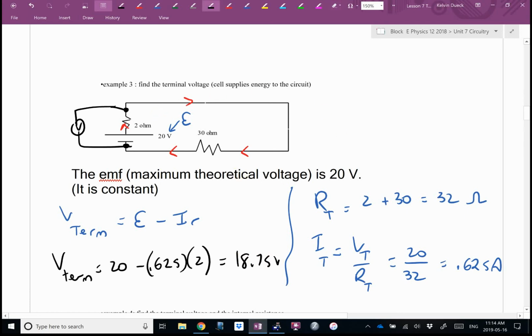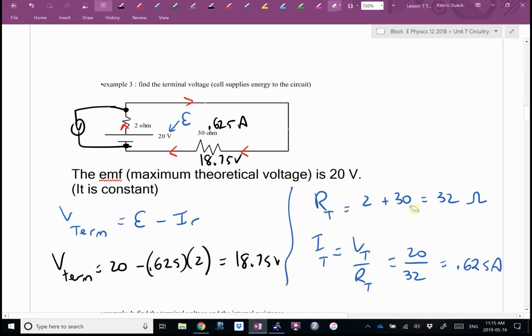In fact, the other way I could have found the terminal voltage is I could have gone 30 ohms times 0.625. On your calculator, can you go I times R? Can you go 0.625 times 30 ohms? You'll also say, oh yeah, of course that has to be 18.75 volts, because I started with 20, I lost a tiny amount, I have 18.75 volts left over for the circuit. That's the terminal voltage. The battery says 20, but what am I really getting out?